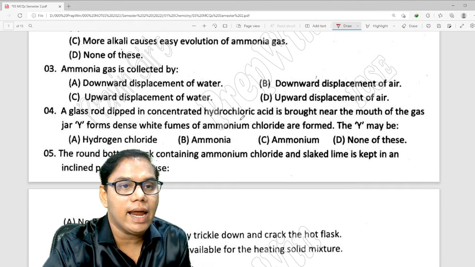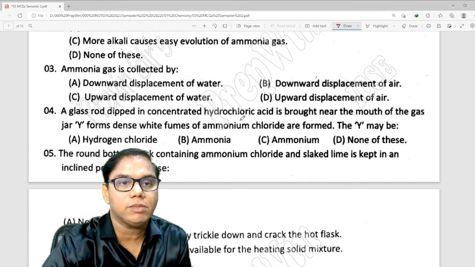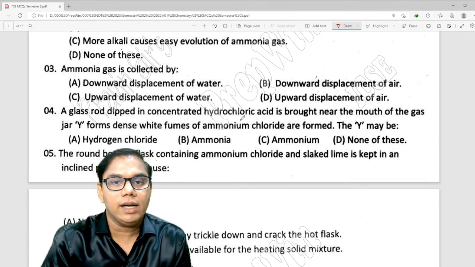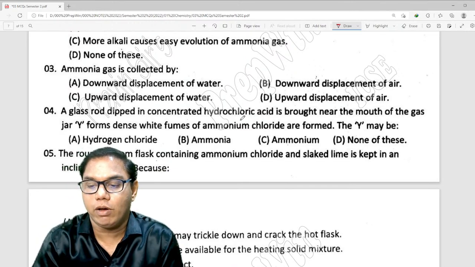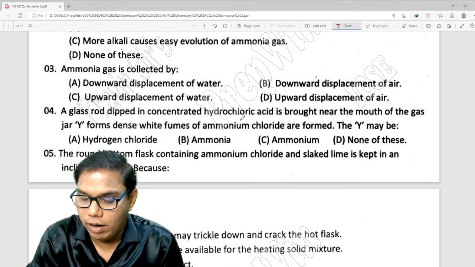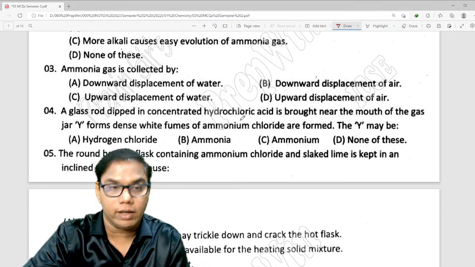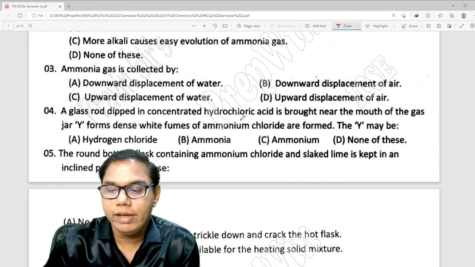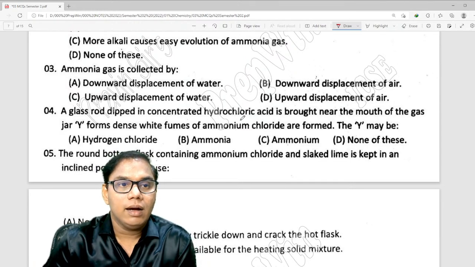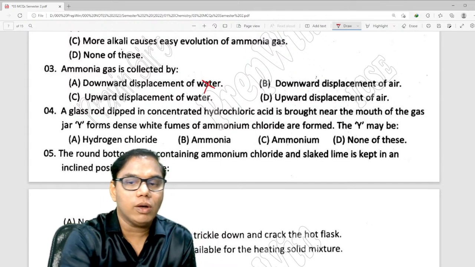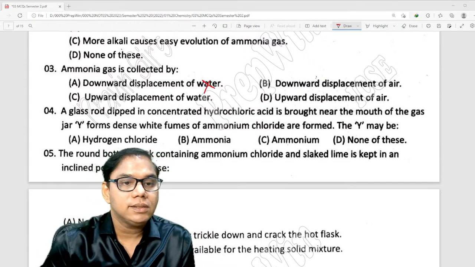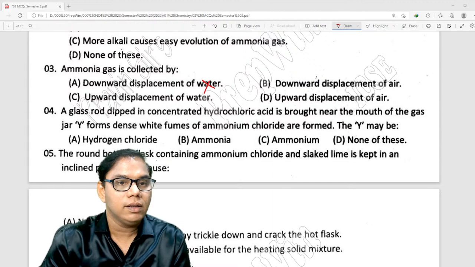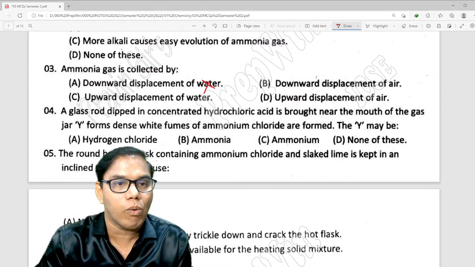Ammonia gas is collected by what? By downward displacement of water, by downward displacement of air, by upward displacement of water, or by upward displacement of air? Again, a very important question. The third one, very important. Ammonia gas is heavier than air or lighter than air? It can't be water, because it is highly soluble in water.